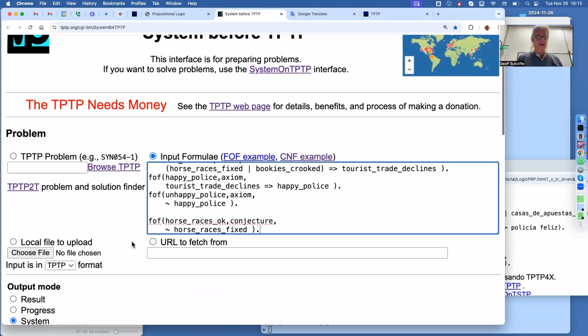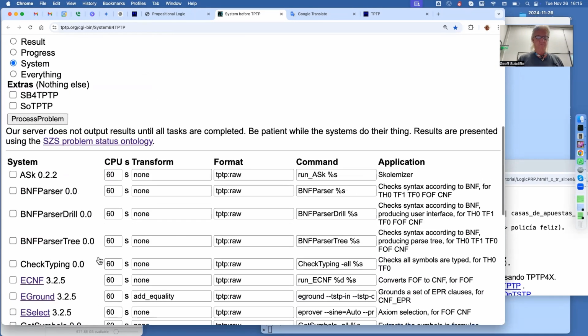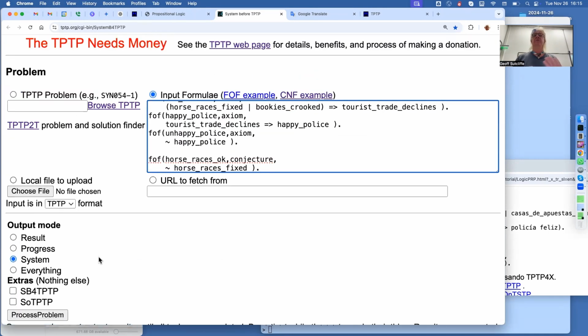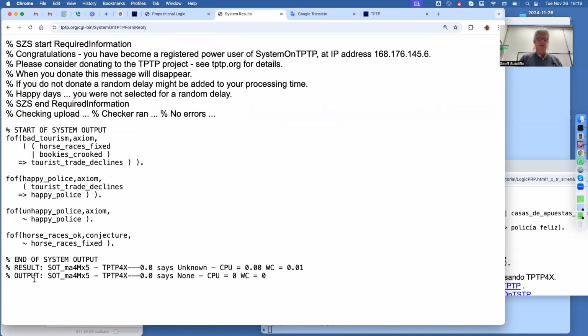All right. And now I recommend we use the system. This is checking syntax. For this one, you don't choose anything. The normal action on this interface, when we process the problem, is to check the syntax. So if I click, we see no errors.